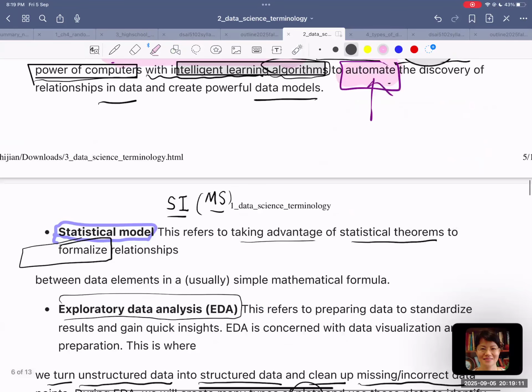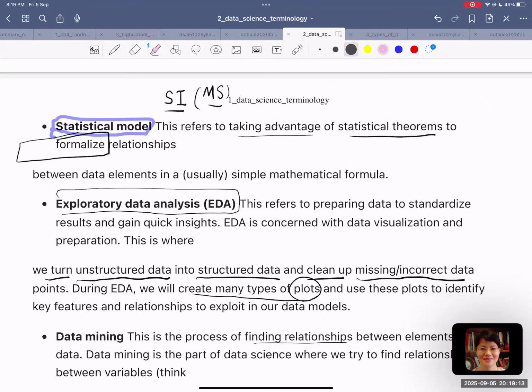Next is about the statistical model. This just means that you use statistical theorems to formalize relationships. Yeah, 建模. Formulate, 公式化. This is something we try to do.